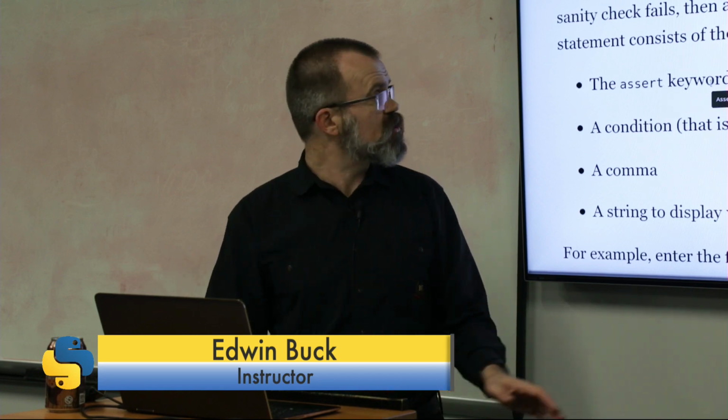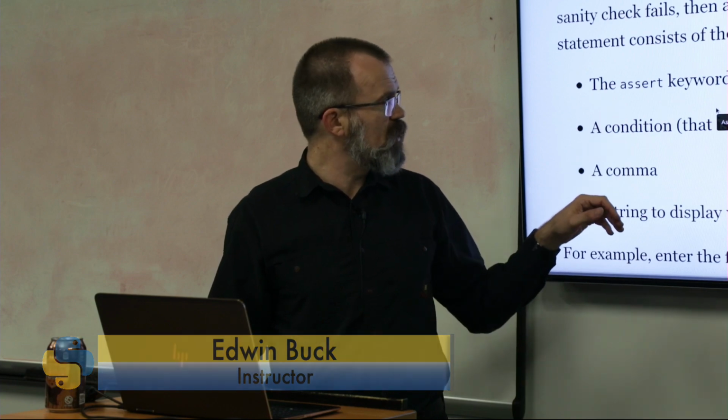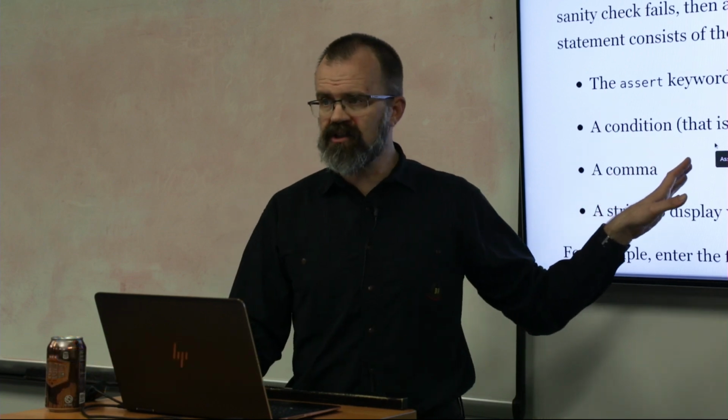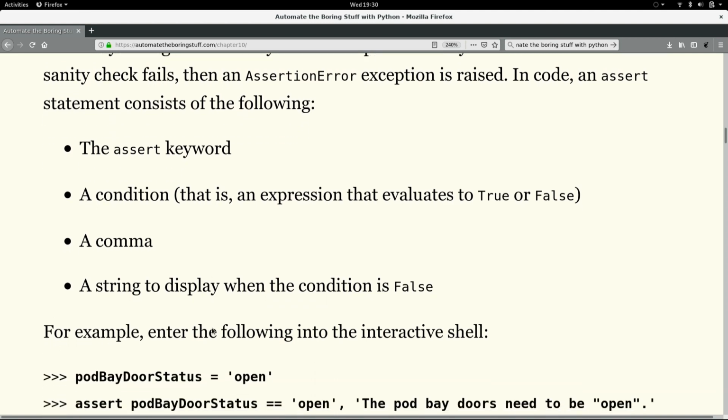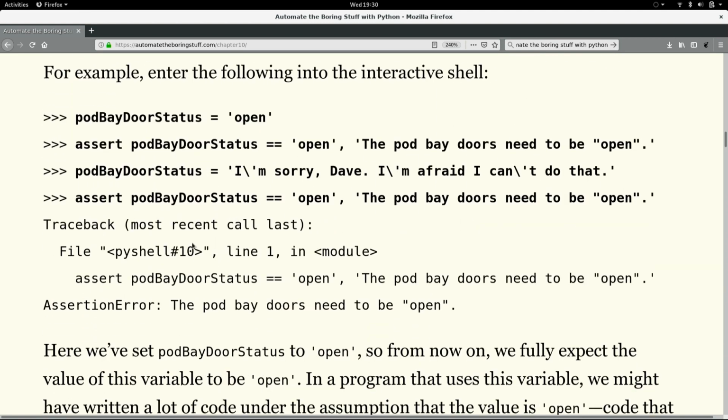And to write an assertion, you're going to use the assert keyword, some Boolean condition, a comma, and the string to display only when the assertion is false. So let's take a look at what one of these looks like.